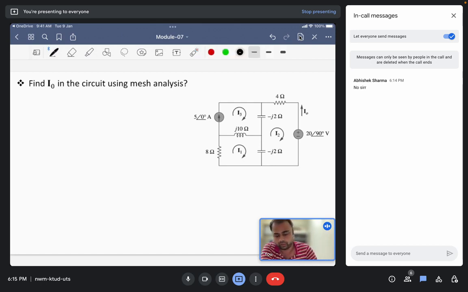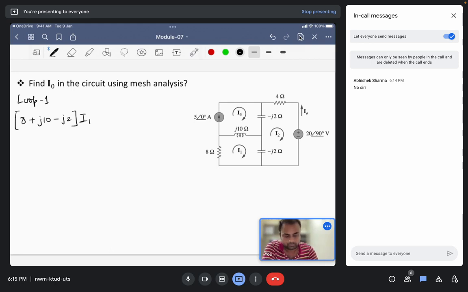So let us start with loop 1. So for loop 1, we can write the equation. The direction of current here is clockwise. So let us take the sum of all the circuit parameters, that is 8 ohms, J10 ohms and minus J2, and this term will be multiplied by I1.